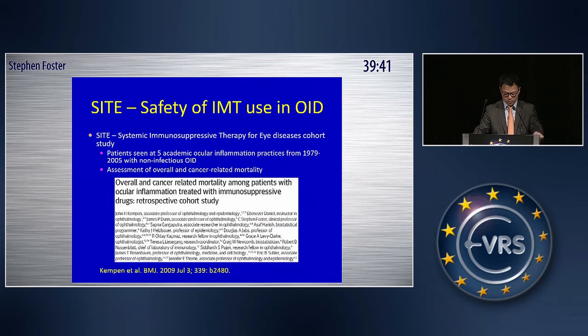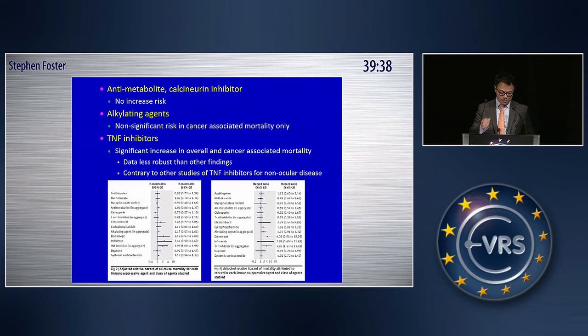This paper is actually from BJO in 2009 by John Kempen. You can tell them that with anti-metabolites and calcineurin inhibitors, they actually didn't see any increased cancer risk. And with alkylating agents, there is actually not a significant cancer-associated risk. TNF-alpha inhibitor is one of the things that's still controversial. There's different literature that says lymphoma might be more prevalent in people who've been treated with TNF-alpha inhibitors, but a lot of that literature comes from patients with rheumatoid arthritis, and these are patients that at baseline had higher risk for lymphoma to begin with. So the data is not very, very strong that it definitely leads to higher lymphoma risk.